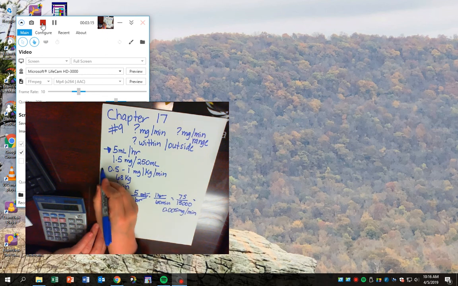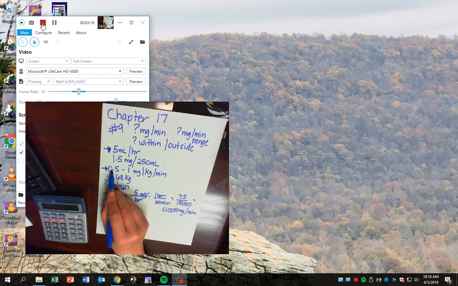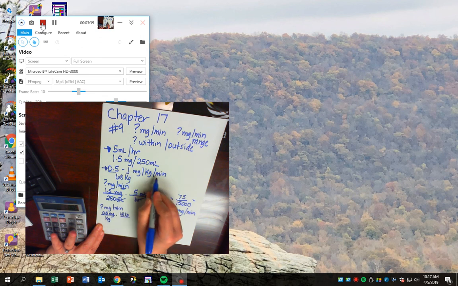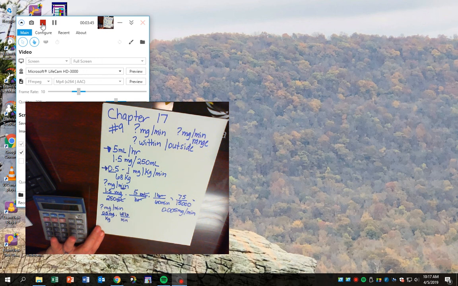Now we need to find our milligram per minute range. This is our range information. On this one we'll have two problems, so we'll need to solve for 0.5 and then 1. I'm going to start this one with milligrams, so 0.5 milligrams per kilogram. For this patient, they weigh 68 kilograms, and that is per minute. And we do want minutes, so that's where we would stop.